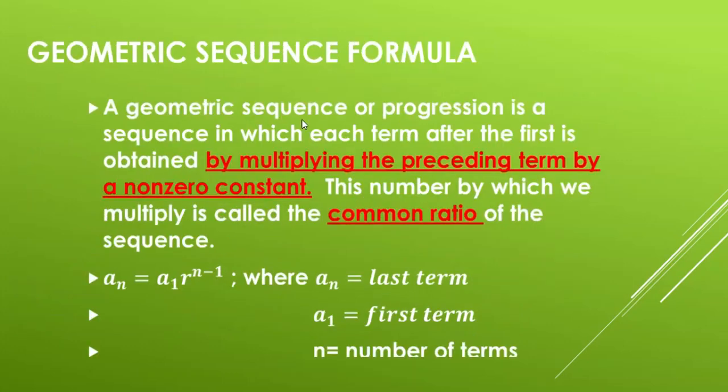For the geometric sequence formula, a geometric sequence or progression, in other words, is a sequence in which each term after the first is obtained by multiplying the preceding term by a non-zero constant. This number by which we multiply is called the common ratio of the sequence. So here is the general formula as we derived in the previous slide. So a sub n is the last term, a sub 1 is the first term, and n is the number of terms involved in the sequence.